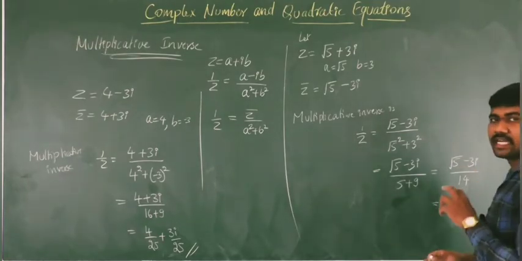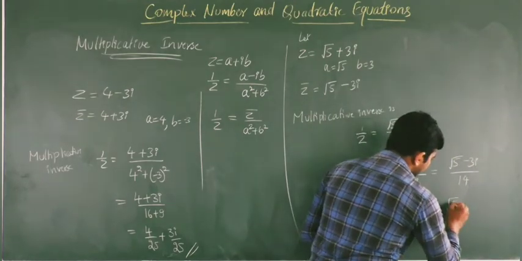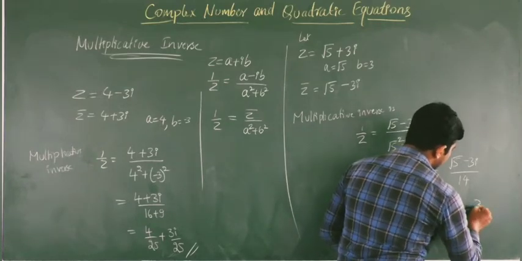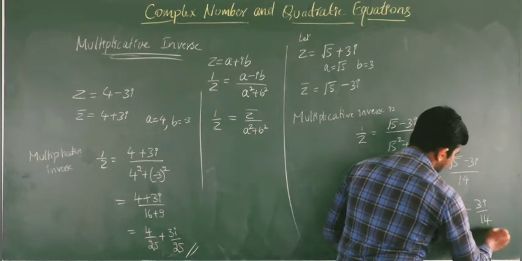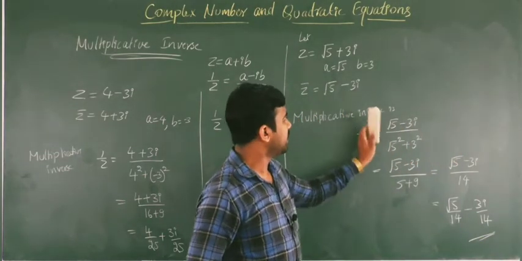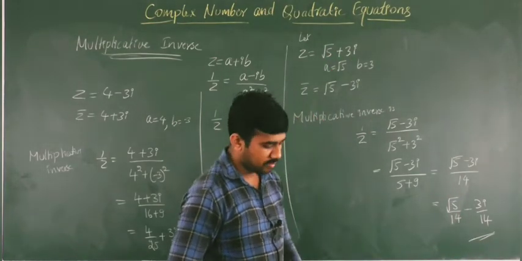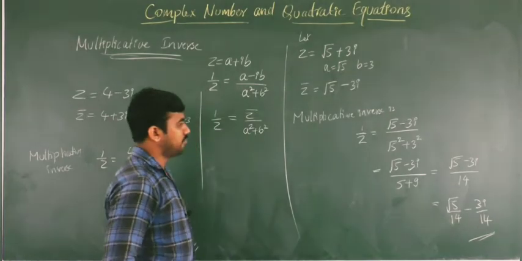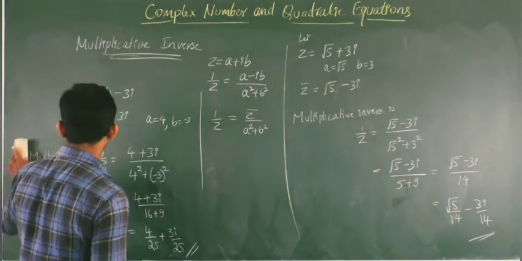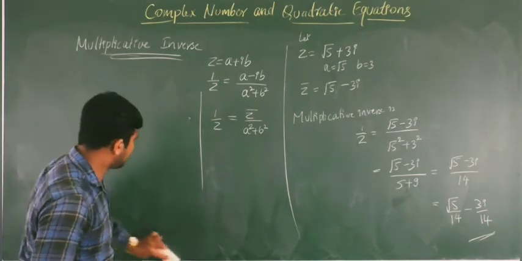And we can write it in the standard form, that is the a plus ib form. A is nothing but root 5 divided by 14, plus ib, that is minus 3i divided by 14, we will get. Okay, and hence this is the multiplicative inverse of root 5 plus 3i. Now see the next question in the same.